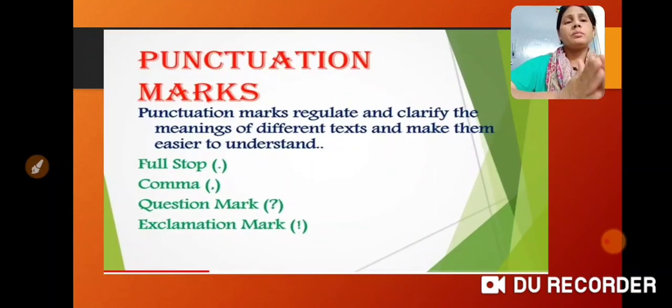Now children, we studied that punctuation marks regulate and clarify the meanings of different texts and make them easier to understand. Following are the punctuation marks: full stop, comma, question mark, exclamation mark. This is the sign of exclamation. All these punctuation marks make different texts easier to understand.